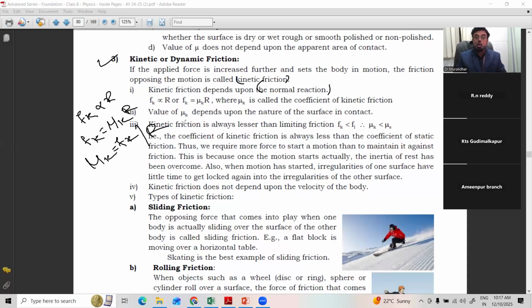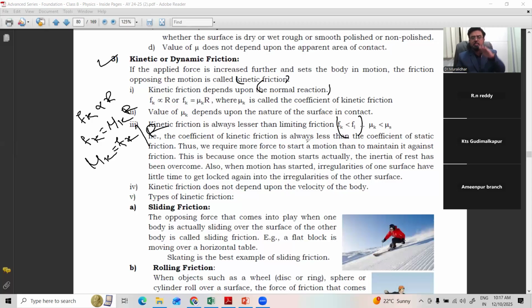Whereas mu k is called the coefficient of kinetic friction. So the value of mu k depends upon the nature of the surfaces in contact. Kinetic friction is always lesser than the limiting friction. Very important point: limiting friction is always more, because once the body starts moving, the frictional force reduces.